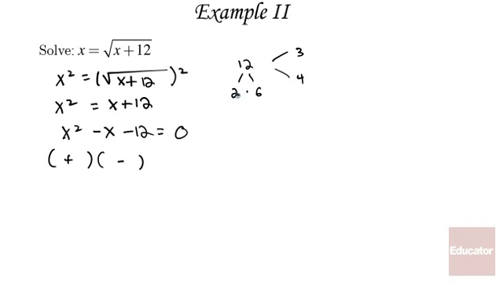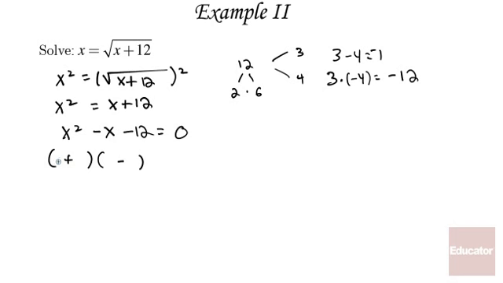Well, if I take 2 minus 6, that's going to give me negative 4. If I take 6 minus 2, it's positive 4. That won't work. It must be these. So I try making 3 a positive and 4 a negative. 3 minus 4 equals negative 1. And 3 times negative 4 equals negative 12. So that satisfies this equation, the factoring.